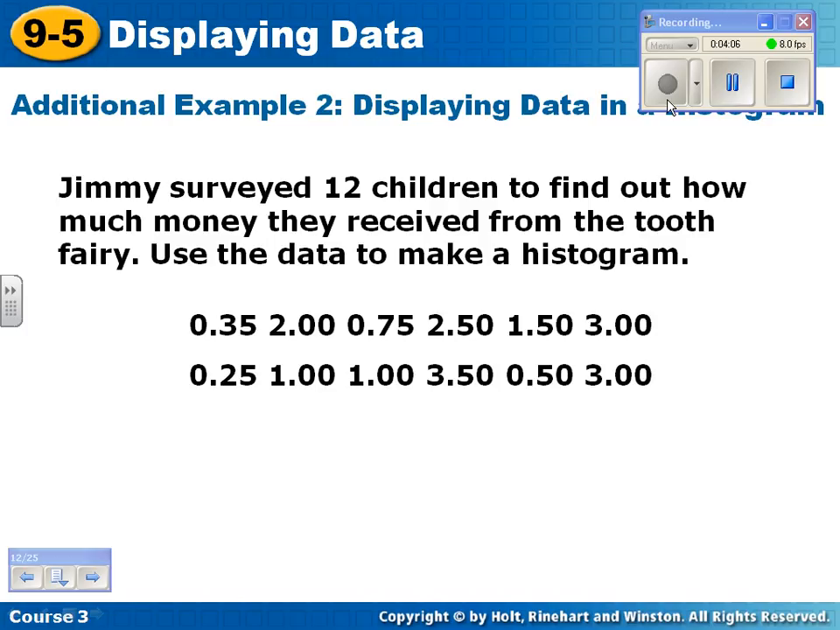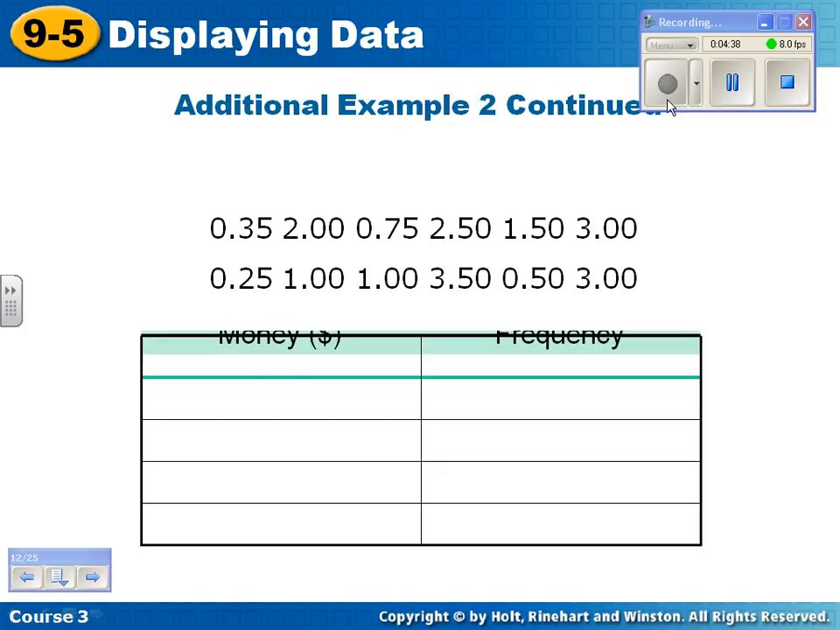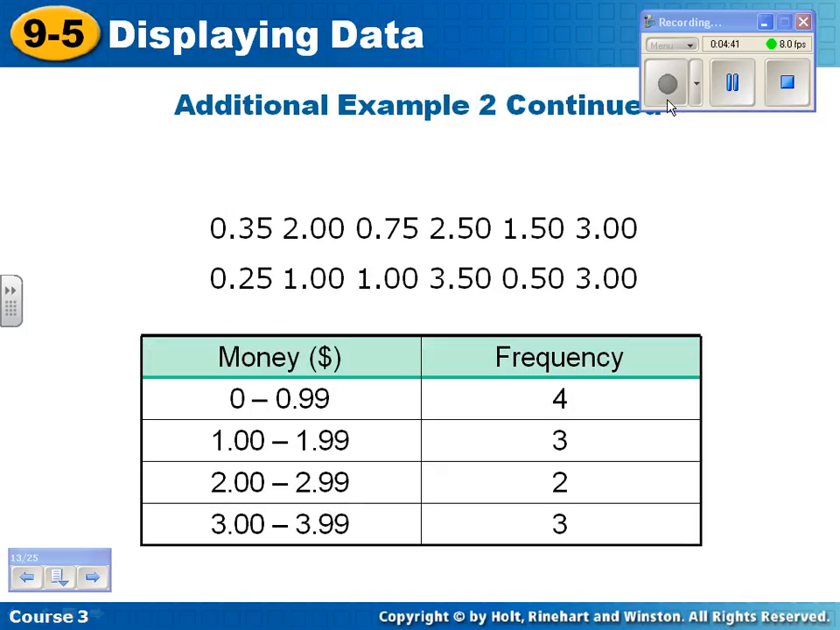This says Jimmy surveyed 12 children to find out how much money they received from the tooth fairy. Use the data to make a histogram. So we are ranging anywhere from, let's see, my smallest looks like it's about 1/4, and looks like 350. Somebody's getting some bucks from the tooth fairy. So that's our range. So we may want to just say, let's make some intervals of $1. So this says make a frequency table with intervals of $1, then make a histogram. So let's set up our histogram. We'll set up our frequency table first.